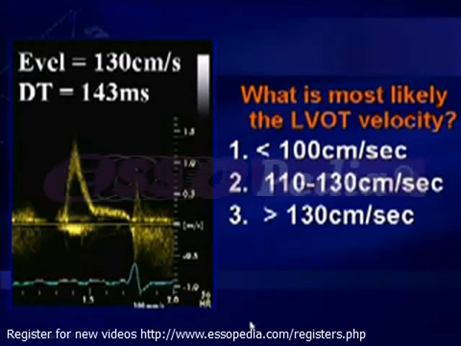Here's our patient with an E wave velocity of 130 centimeters per second. We can also ask ourselves the question, what do we think is most likely the LVOT velocity? The point here being that since the E wave velocity and LVOT velocities are related to stroke volume and orifice area, a predictable ratio between these variables exists in normals regardless of heart rate and cardiac output. The normal LVOT velocity is say about 1 meter per second.